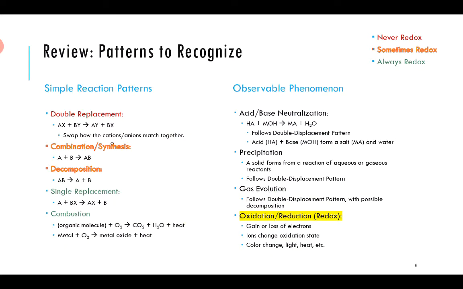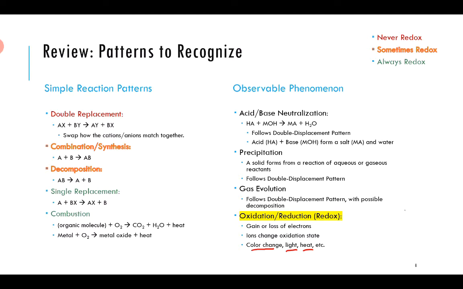Okay, so let's talk about our reaction patterns that we learned about in Chapter 10 and how we can use those to identify redox reactions. Redox reactions would fall under things that we observe. They're observable. They're usually very violent, rapid. They involve color change, light, heat, etc. They're usually pretty intense reactions, but that doesn't really help us identify them from a list.